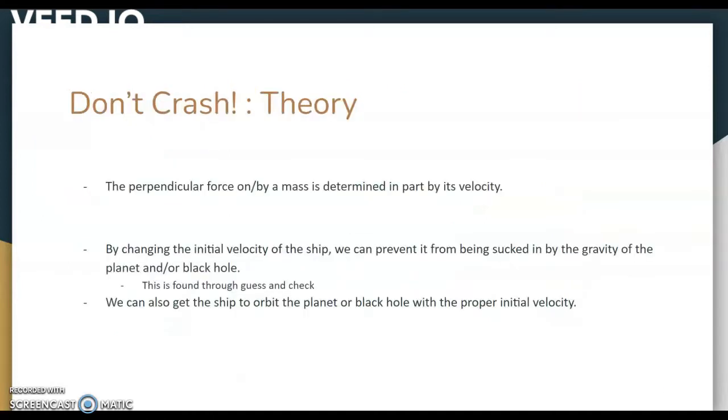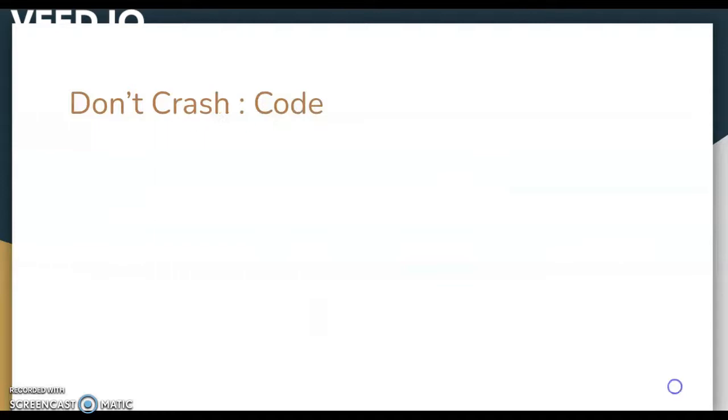Now some theory into the second part of the lab, don't crash. The perpendicular force on or by a mass is determined in part by its velocity. In this formula, the magnitude of that perpendicular change in momentum equals the mass of that object times its velocity squared divided by the distance. Now, by changing the initial velocity of the ship, we can prevent it from being sucked in by the gravity of the planet or of the black hole. And this initial velocity is found with some guess and check. We can also get the ship to orbit the planet or the black hole with that proper initial velocity.